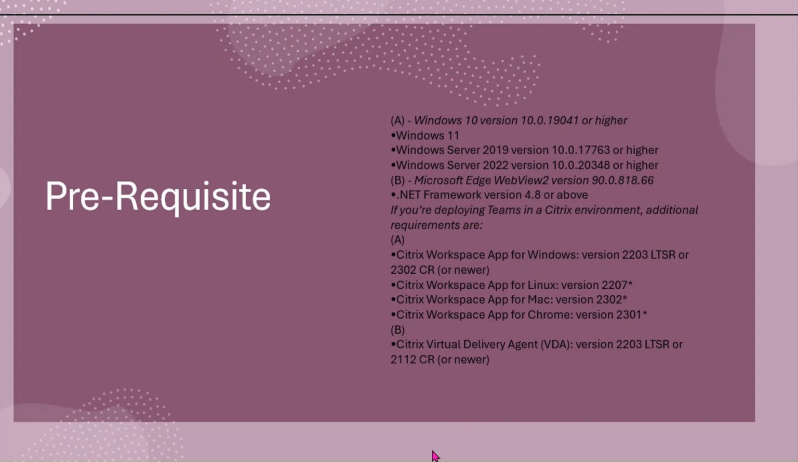If you are deploying Teams in a Citrix environment, additional requirements are: A. Citrix Workspace app for Windows, version 2203 LTSR or 2302 CR or newer. Citrix Workspace app for Linux, version 2207. Citrix Workspace app for Mac, version 2302. Citrix Workspace app for Chrome, version 2301. B. Citrix Virtual Delivery Agent, VDA version 2203 LTSR or 2112 CR or newer.